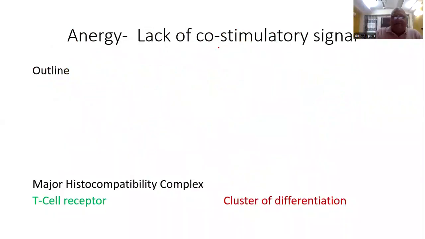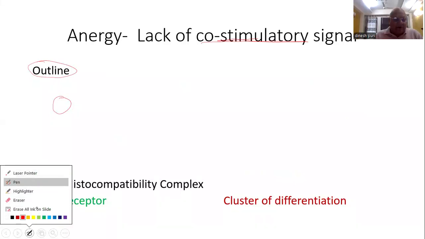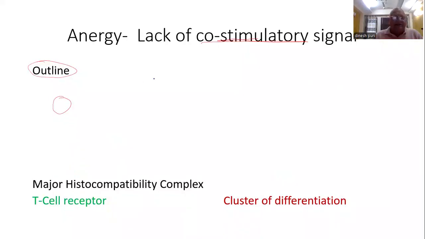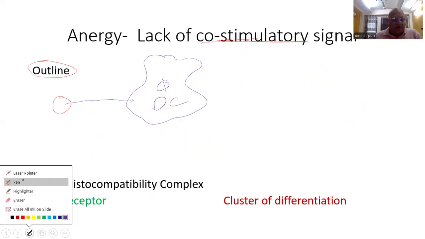Why does that happen? Because of lack of co-stimulatory signal. So what is this co-stimulatory signal? Let us outline. ये एलर्जन एंटर किया, ये एंटीबॉडी, सॉरी, ये एंटीजन बॉडी में एंटर किया. The first line of defense will be macrophage or dendritic cell. They will endocytose the invading organism and break it down into smaller pieces.